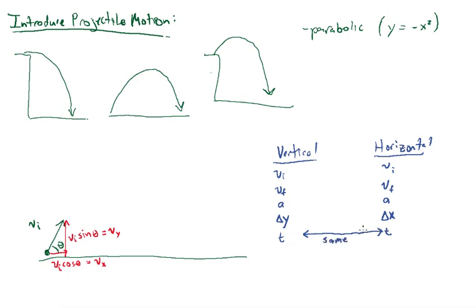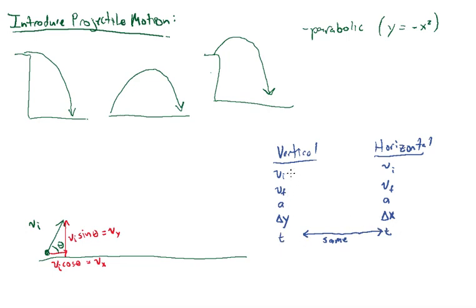That's the big link between the horizontal and vertical problem, because however long this has to fly up and back down, the amount of time it spends in the air, well, that's the amount of time it has to move vertically, and it's also the amount of time that it has to move horizontally. So no matter what, these two times are going to be the same.